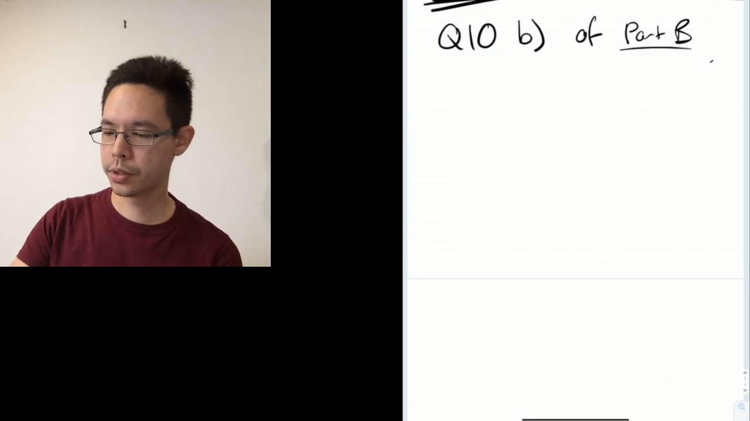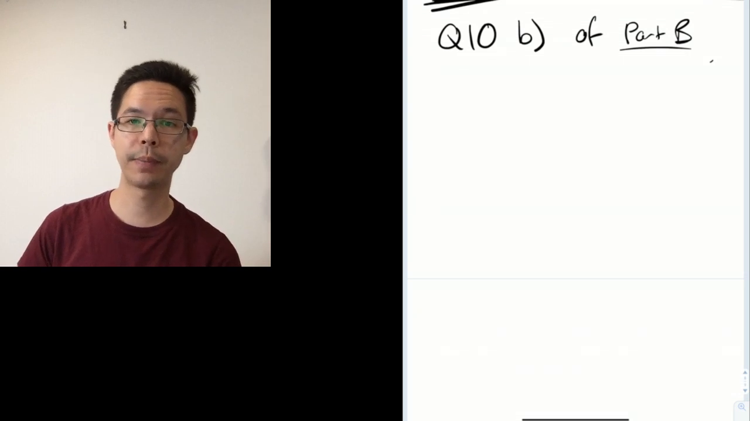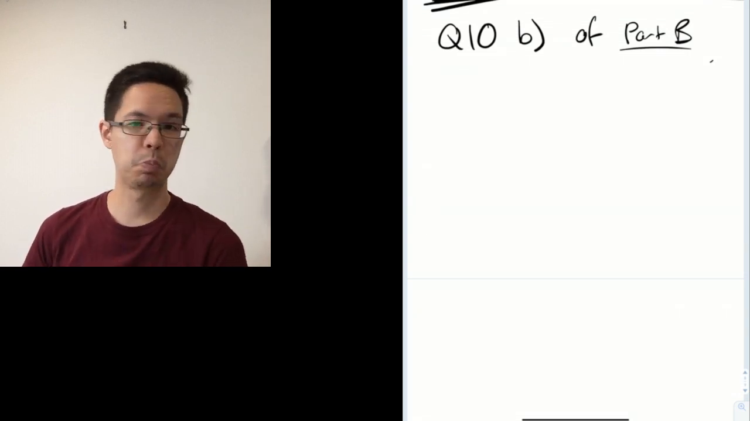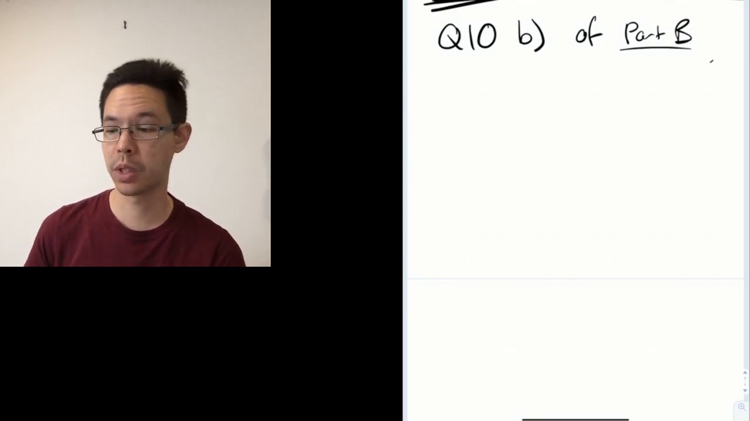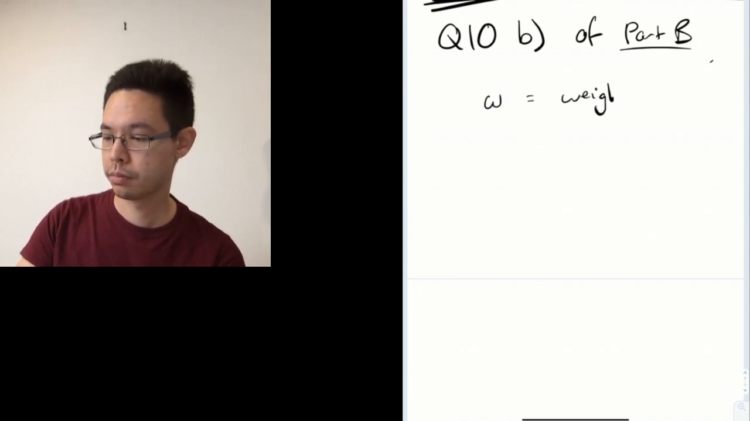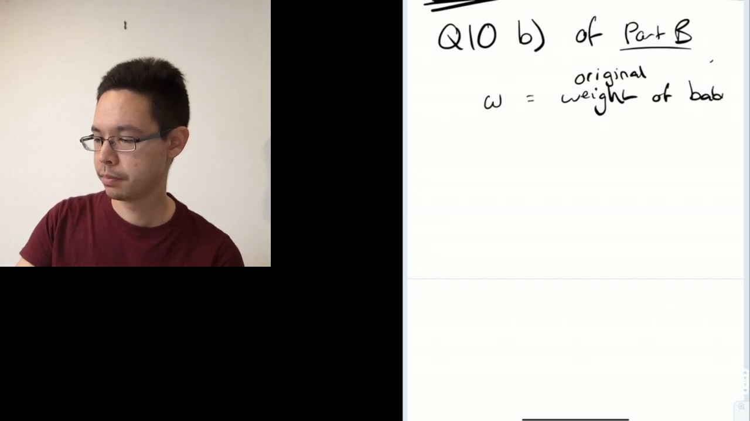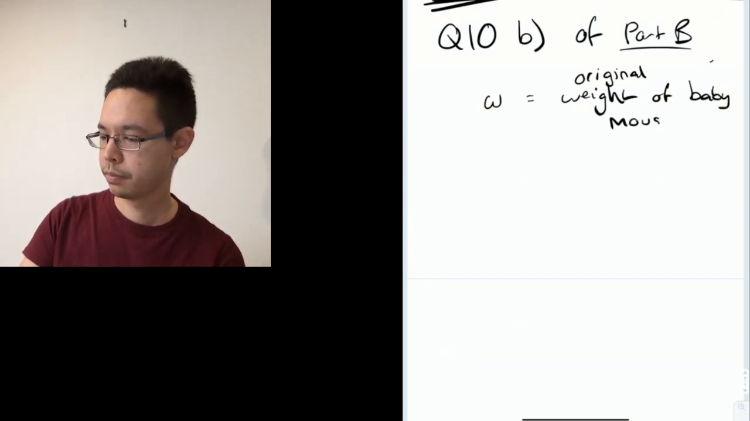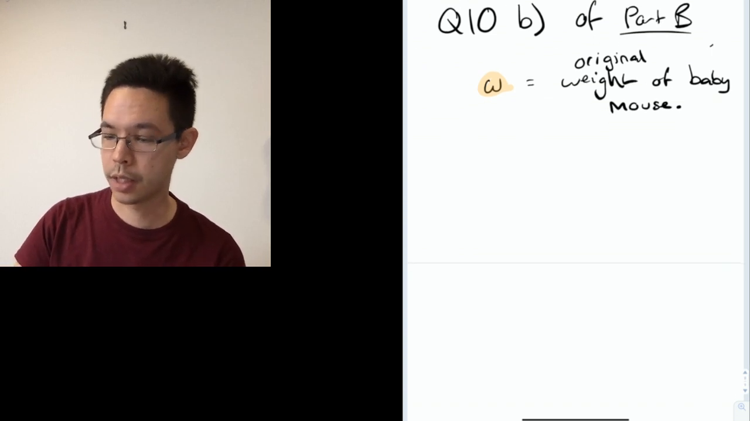Okay, so it doesn't mention anywhere in the question how heavy the baby was to begin with. So I'm just going to use an algebra letter. So maybe W for the word weight. So, okay, I'm just going to say W is the original weight of the baby mouse. Okay, so that's the letter I've chosen. You could use the letter X or, I don't know, whatever you feel like. I'm using the letter W.